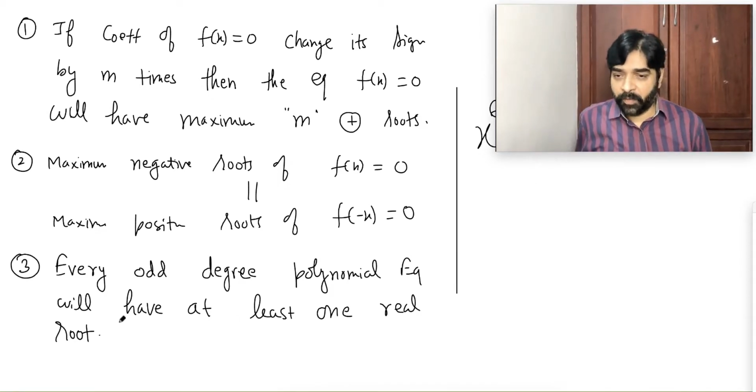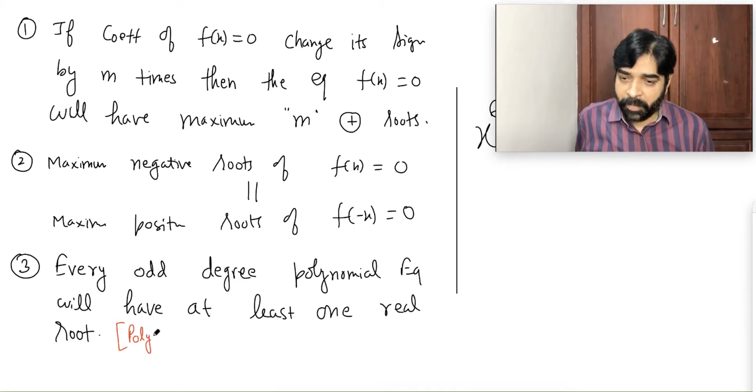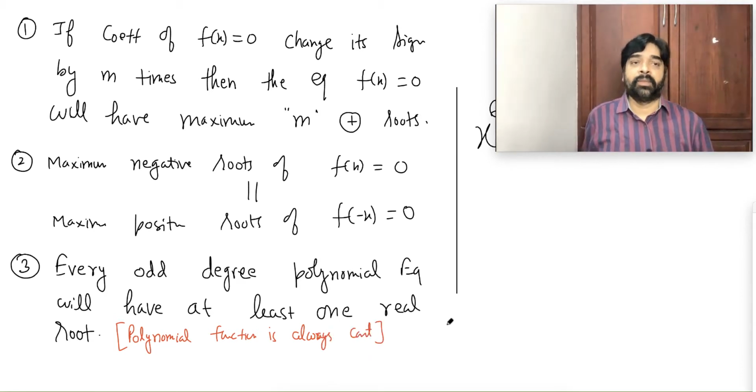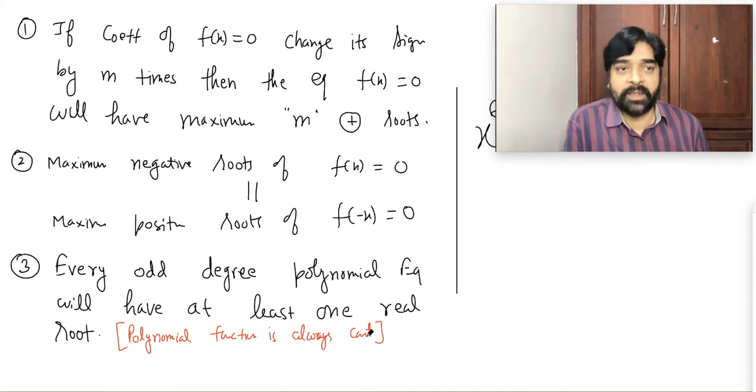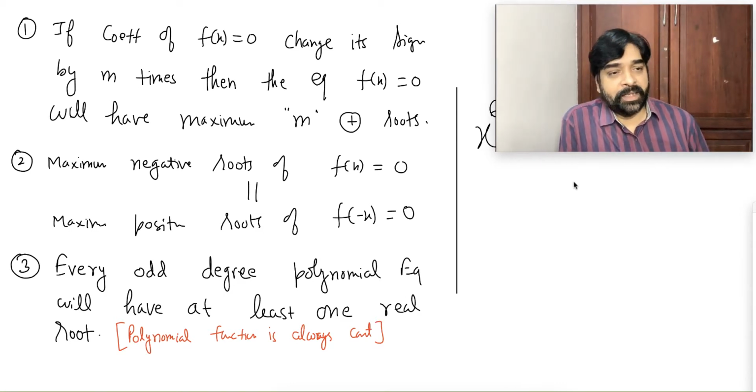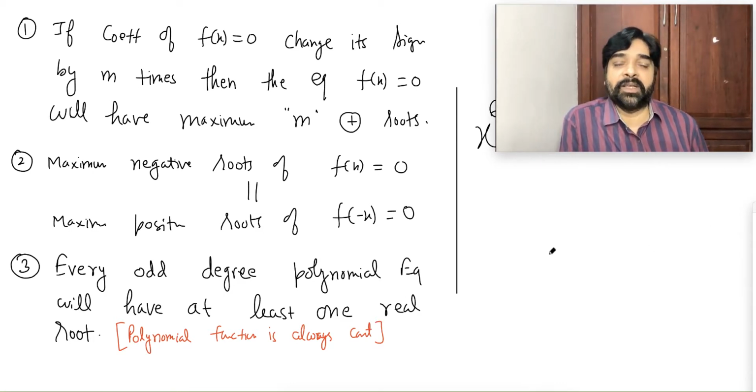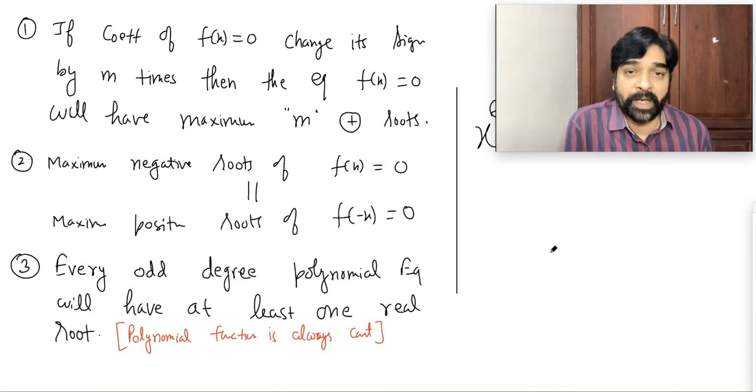To use this logic, one thing I will tell you: since calculus is not done for you, but still this much all of you know. A polynomial function is always continuous. Continuous, C-O-N-T-I-N-O-U-S. Why did I say this? It means the graph of this function will be continuous. It will not be a broken graph.